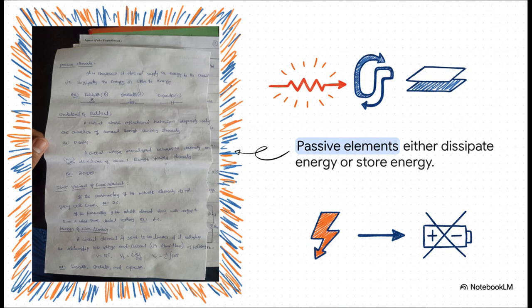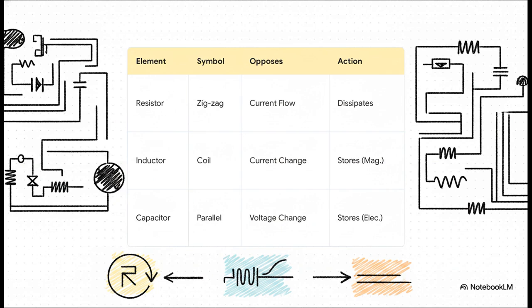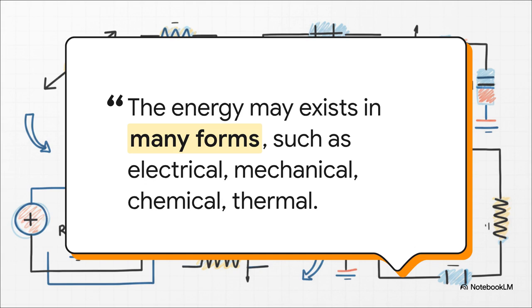They manage it. This table brings all 3 concepts together, and a really calming reality emerges. No matter how terrifying or complex an engineering schematic looks, the entire physical network is just built from these 3 simple, manageable behaviors. It's literally just elements slowing down flow, elements smoothing out current, and elements smoothing out voltage. That's the whole shebang. Always remember this profound yet grounding thought: the energy may exist in many forms.